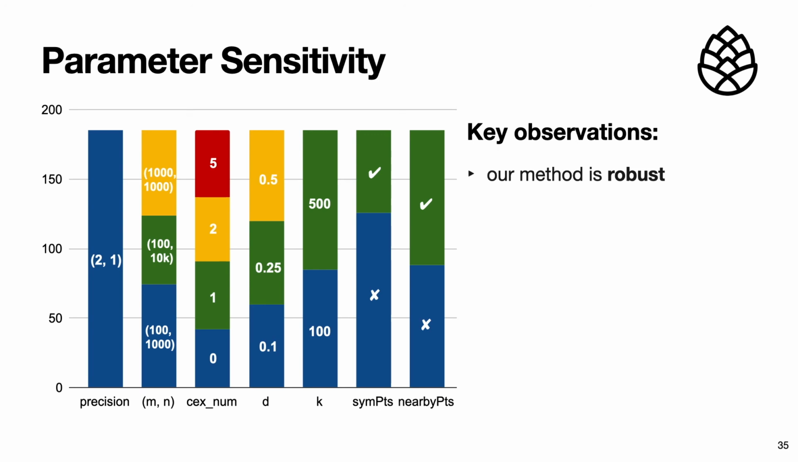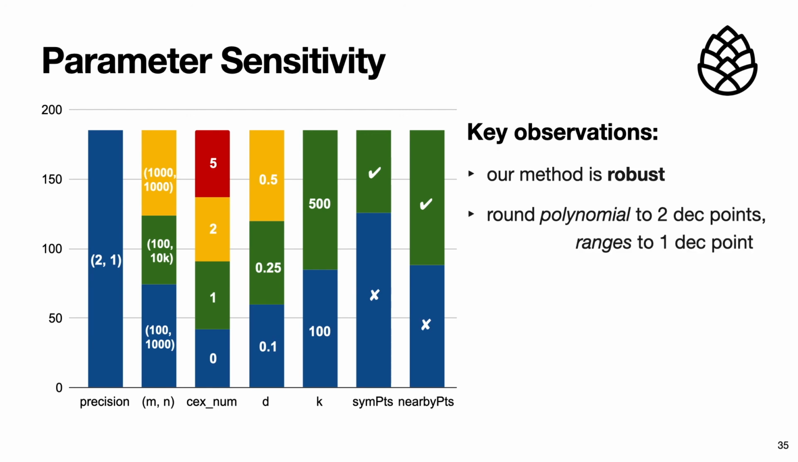As you can see, for most of the parameters, the proportions are almost even, which means that it doesn't matter which individual parameter you use, there will be a configuration that would lead to successful invariant generation. Our next key observation was that we should round a polynomial to 2 decimal points and ranges to 1 decimal point. Also, we noticed that all of the generalizations are equally useful. It is not important which of them we are using.